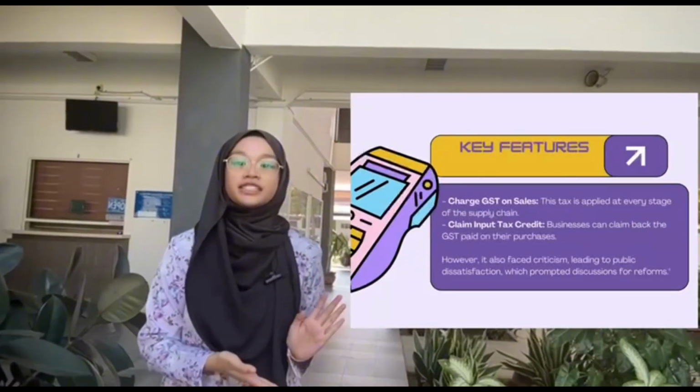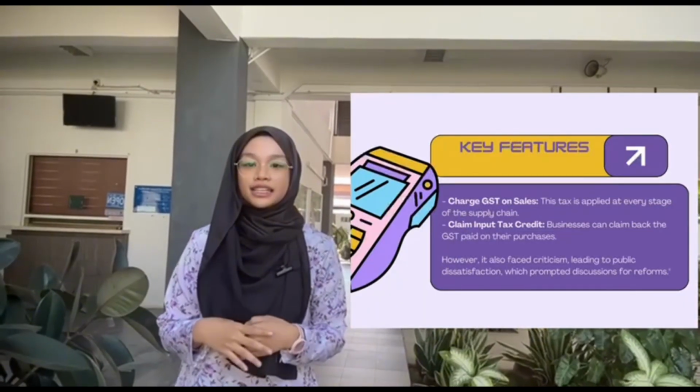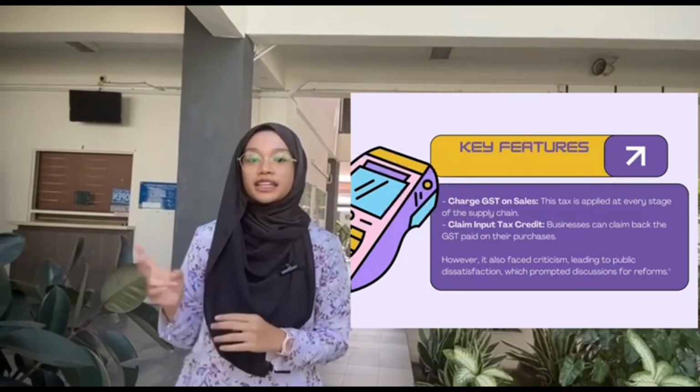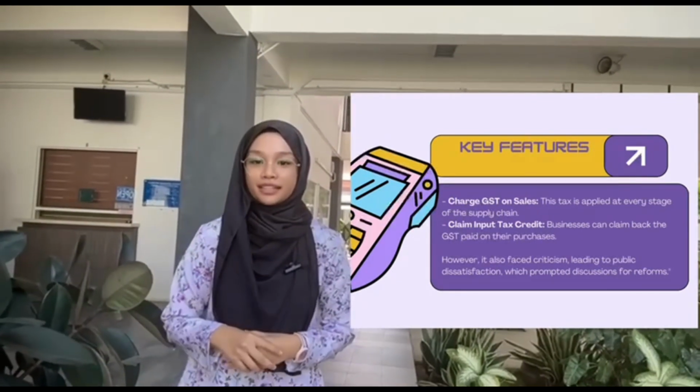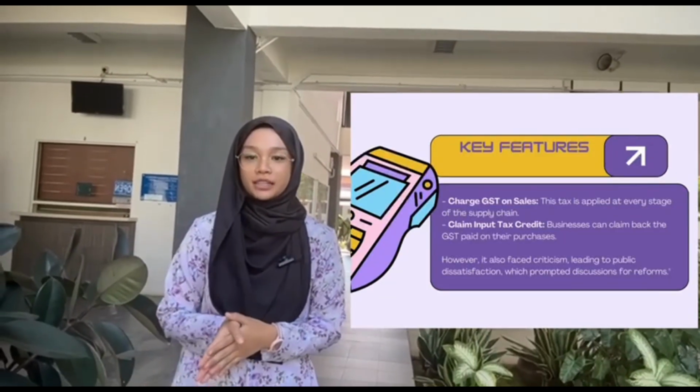Hello everyone. So today we will discuss two important taxation systems. First one is Goods and Services Tax, which is GST, and second one is Sales and Services Tax, which is SST. So here are some key features of GST. First, charge GST on sales. This tax is applied at every stage of the supply chain. The second one is claim input tax credit. Businesses can claim the GST paid on their purchases.